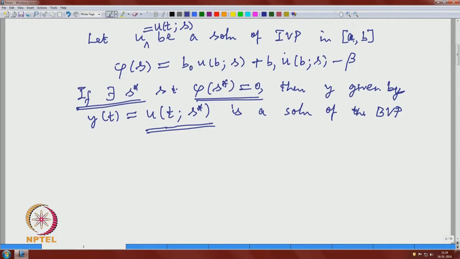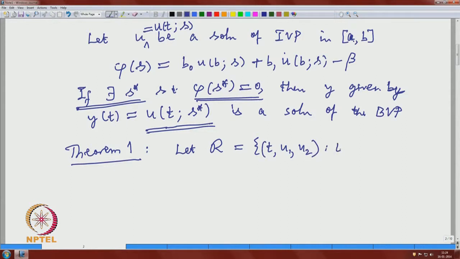Okay. So, last time I stated a uniqueness result. Let me just again recall. Theorem 1. So, let R be the region: t in the interval a b, and u 1, u 2 in R. This condition looks stronger, but that is sufficient for the solution of the initial value problem to exist in the entire interval a b.